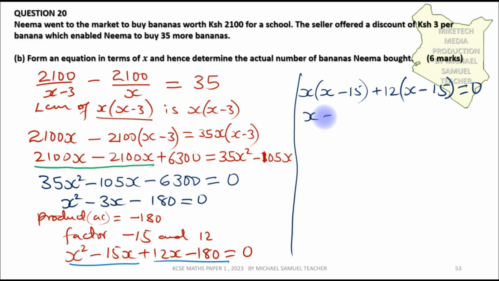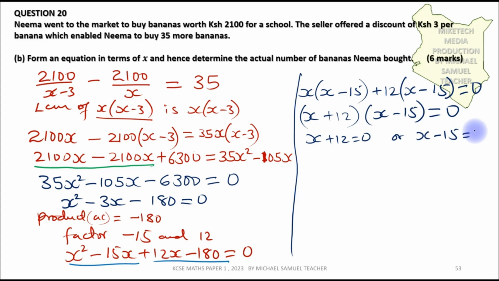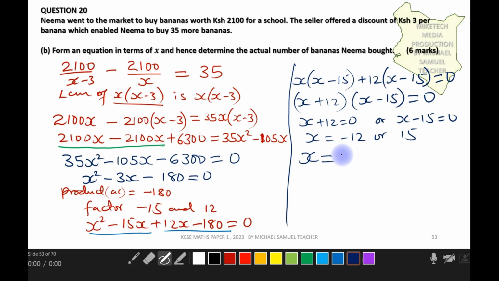So this will be x plus 12 multiplied by x minus 15 is equal to 0. So either x plus 12 is equal to 0 or x minus 15 is equal to 0. Therefore, x is equal to minus 12 or 15. Since it is a number, x will be 15. So the question is, we solved in terms of x, hence determine the actual number of bananas Nema bought. So x is 15.